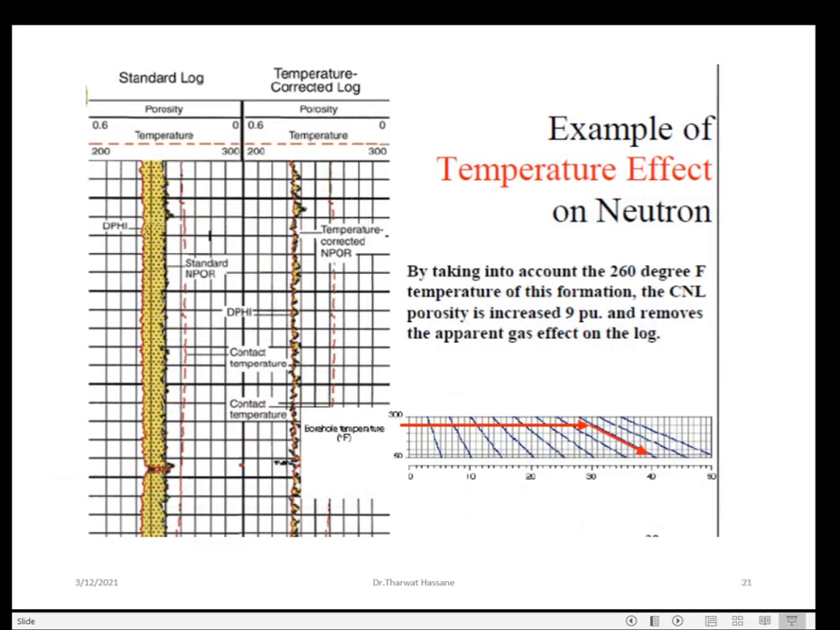Okay, here's an example of the effect of temperature on the neutron. You see, this is the density neutron separation, and this is the temperature curve here. You can see it's a big separation here, which is an indication of gas. But unfortunately, this is not gas. Once it is corrected for temperature, you will see both of them overlay here. That means there's no gas anymore in this case.